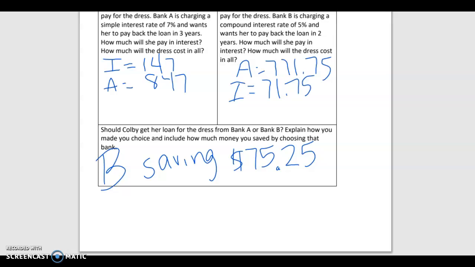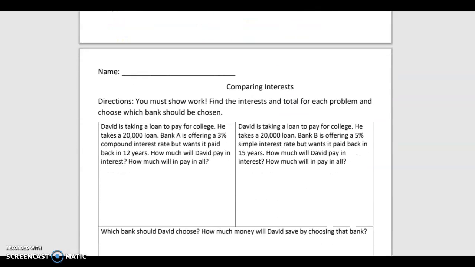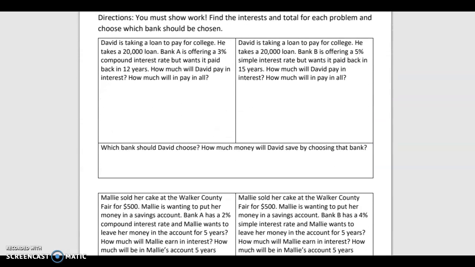So that's what we're going to be doing is you're going to be looking at different problems, and you're going to be finding the interest rate, finding the interest from both of them, finding the total for both, and then saying, okay, which bank should I choose? Now, in the real world, it's not usually this big of a difference. Here's the assignments. So this one, David's taking out a loan for college.